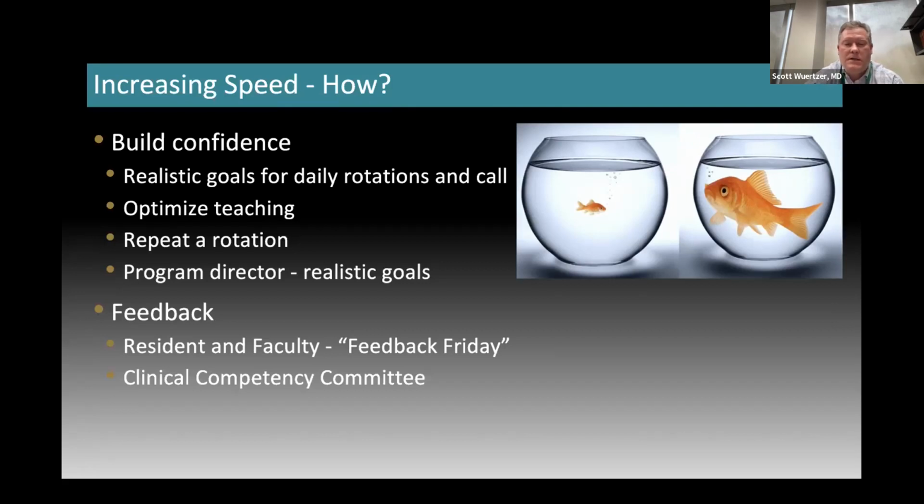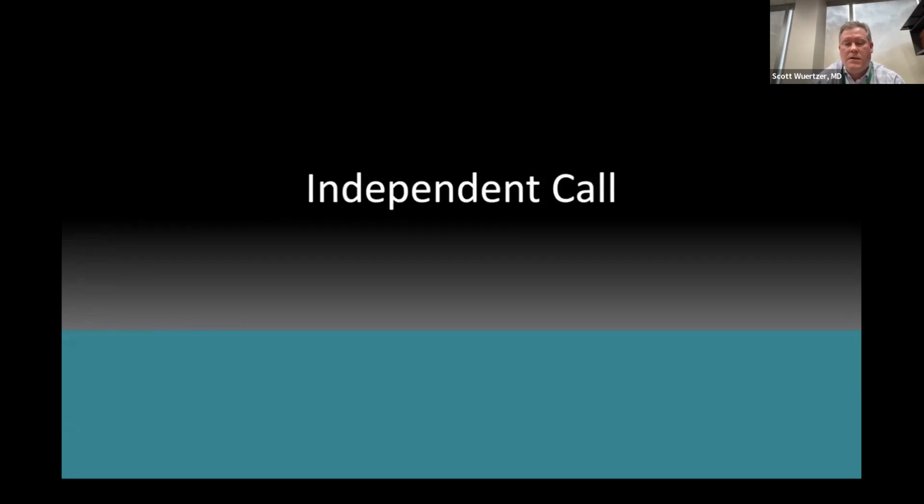We've already talked about CCC. That can be very valuable feedback in terms of speed and getting someone a little bit faster. And then call. So call is kind of what we use, probably our best tool to increase speed, and I'll get into that. As Carol mentioned, the idea here is not so much to force the idea of independent call. It's just the system that we have at Wake. It's the system that's worked for us.